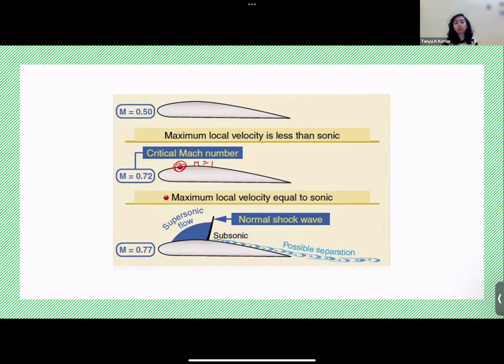The flow after this normal shock wave may or may not have a flow separation. There is a possibility for flow separation. It's probably just the intermediate between laminar and turbulent flow, and it may start separating. So these are undesirable characteristics. We do not want this, so we want to delay it. We want as high a critical Mach number as possible, right? So that is one criterion.